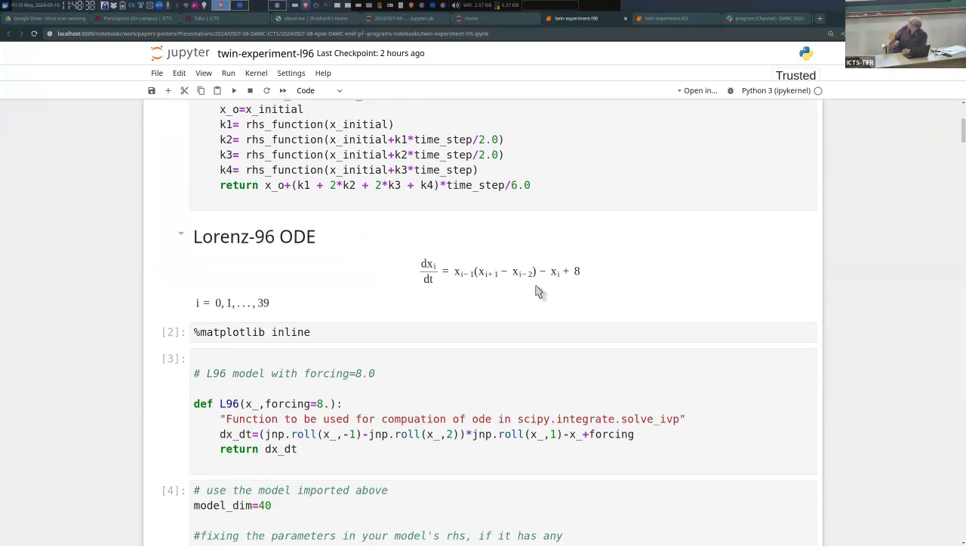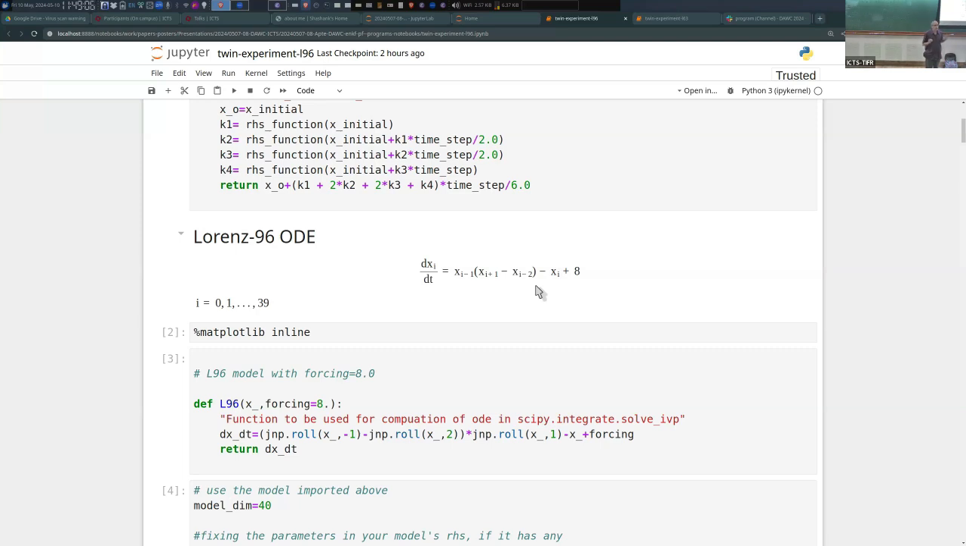These are equations of the following form. There are n variables. In this case, n happens to be 40, indexed 0 through 39. The little n is 40 in this case, and those variables are x1, x2 up to xn. And those are the equations. So there is a quadratic nonlinearity, x_{i-1} times x_{i+1}, and x_{i-2} times x_{i-1}, and so on and so forth.